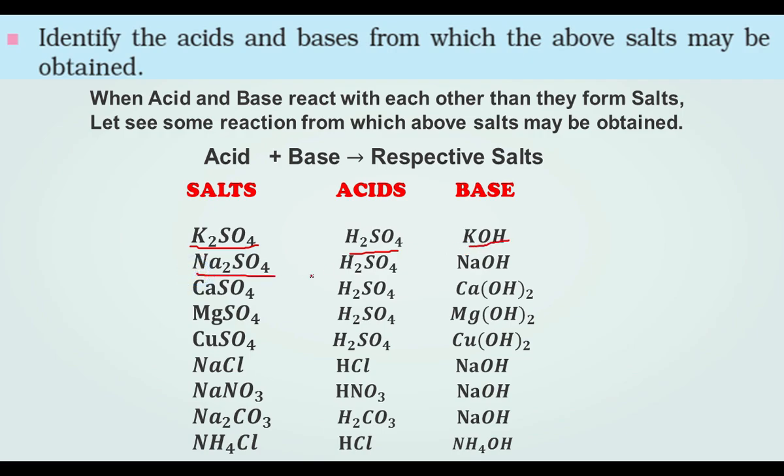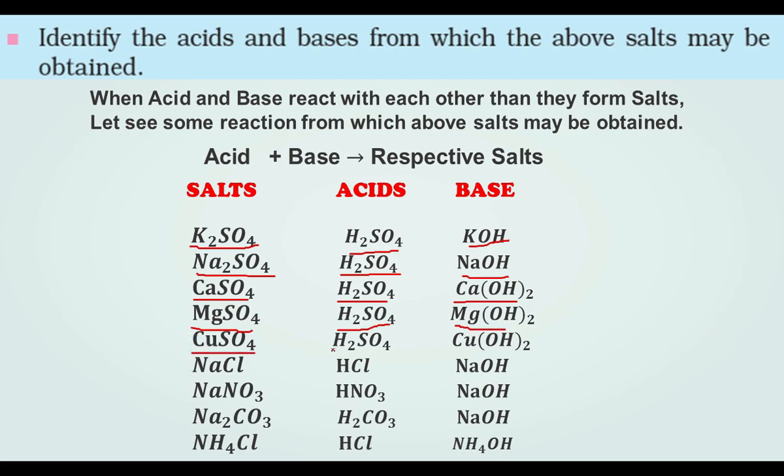Sodium sulfate, that is Na2SO4, is produced by the reaction of H2SO4 and NaOH, that is sodium hydroxide. Calcium sulfate is formed by the reaction of H2SO4, that is sulfuric acid, and Ca(OH)2, that is calcium hydroxide. MgSO4, that is magnesium sulfate, is produced by the reaction of sulfuric acid, that is H2SO4, and magnesium hydroxide, that is Mg(OH)2.